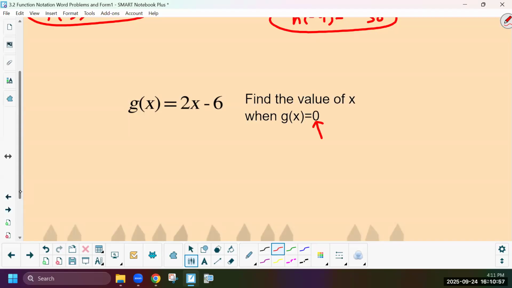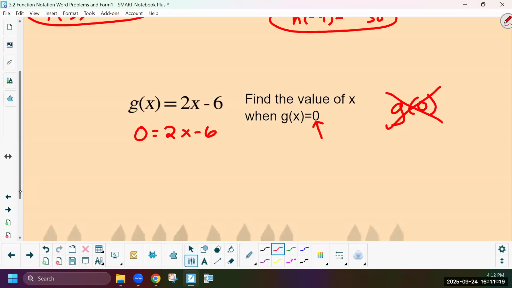So when I rewrite this, the g of x side is going to become 0, and then I'm going to put 2x minus 6 on the right. So this time I'm solving for x, not g of 0, if that makes sense. Okay, so this is not g of 0. Okay, it is g of x equals 0.